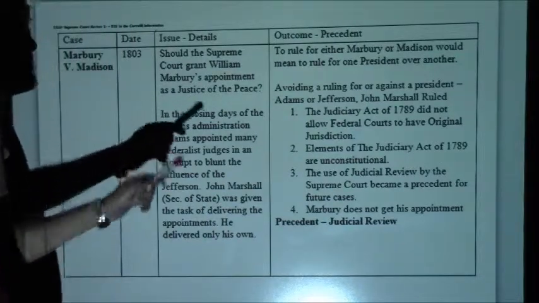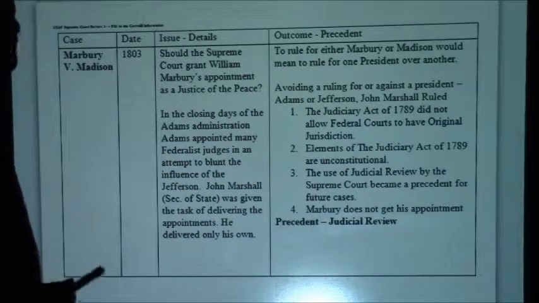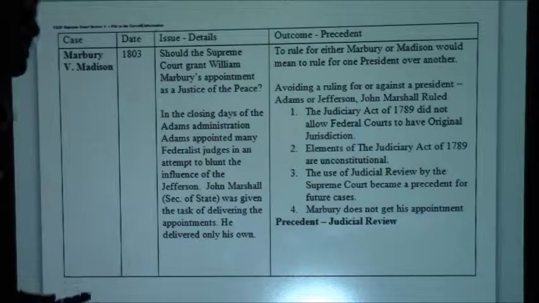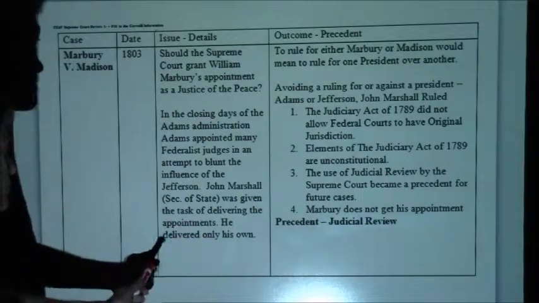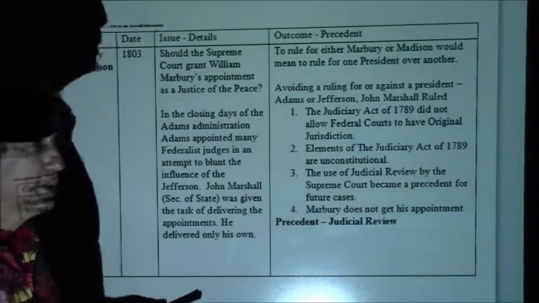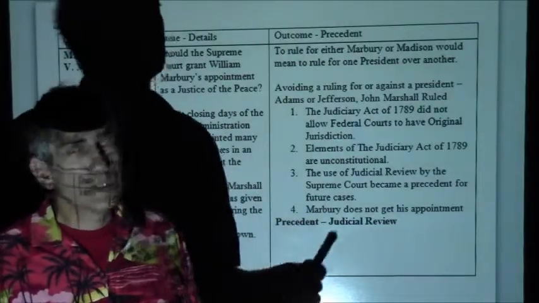So, in the closing days of Adams' administration, Adams appointed many Federalist judges in an attempt to blunt the influence of the Jeffersonians, or the influence of Thomas Jefferson. John Marshall, the Secretary of State, was given the task of delivering the appointments. He delivered only his own. Now, was John Marshall a genius, and he said that this is a bad idea? I really like to think so, but we just don't know.